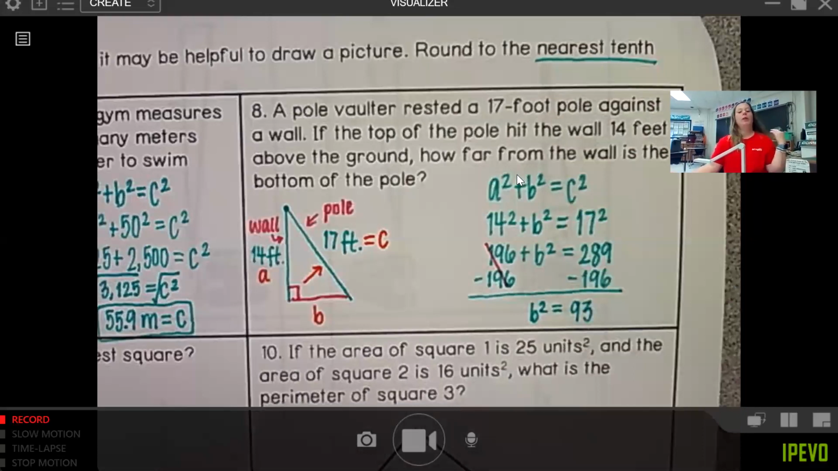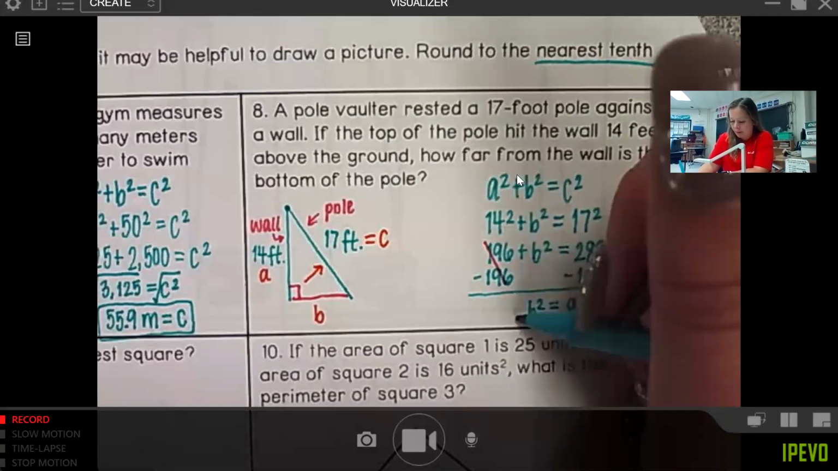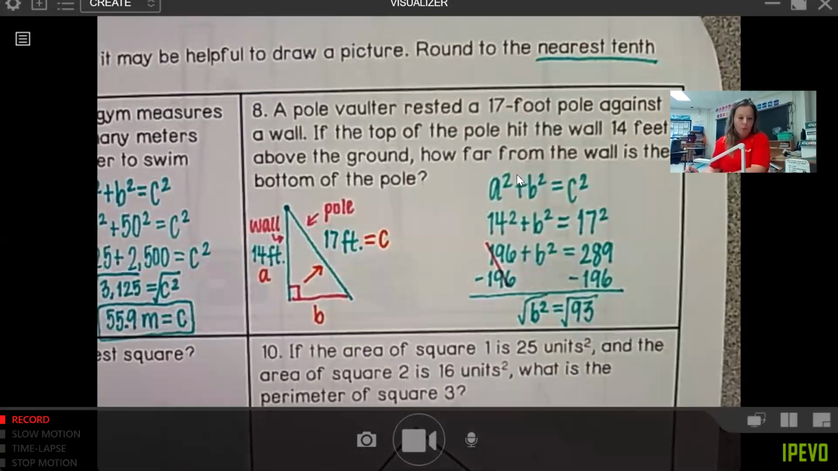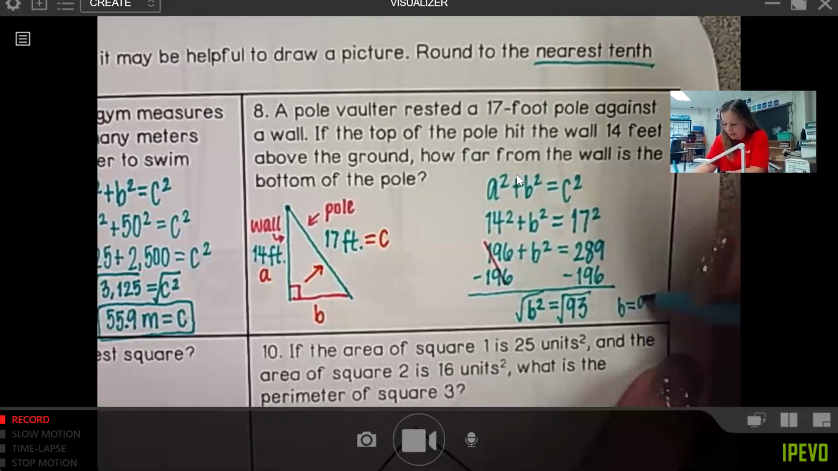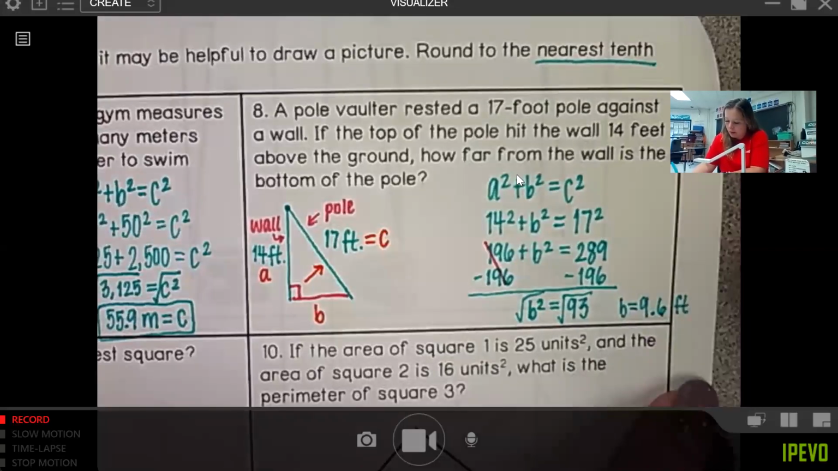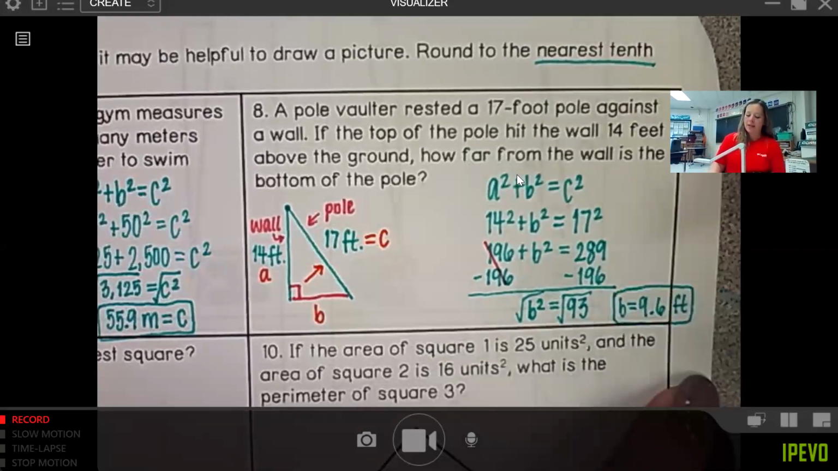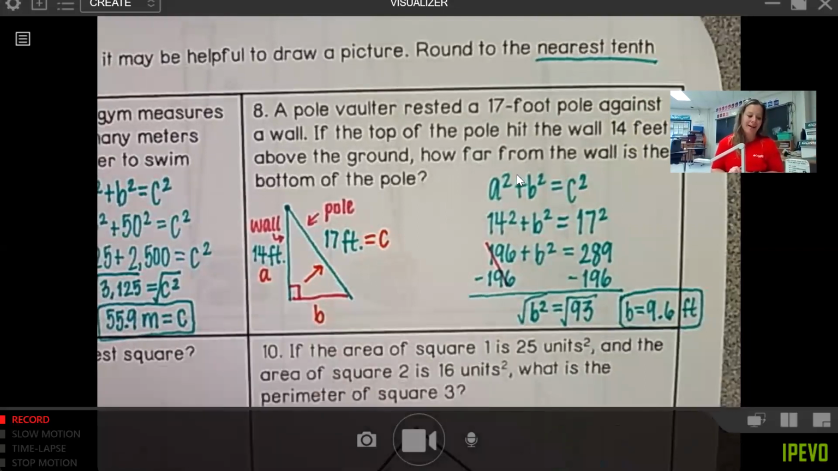We almost solved for B, but I need B by itself. Right now I have B squared. The inverse is taking the square root, and whatever I do to one side, I have to do to the other. When I take the square root, I get that it is 9.6 feet. That means that the distance from the wall to the bottom of the pole is 9.6 feet.